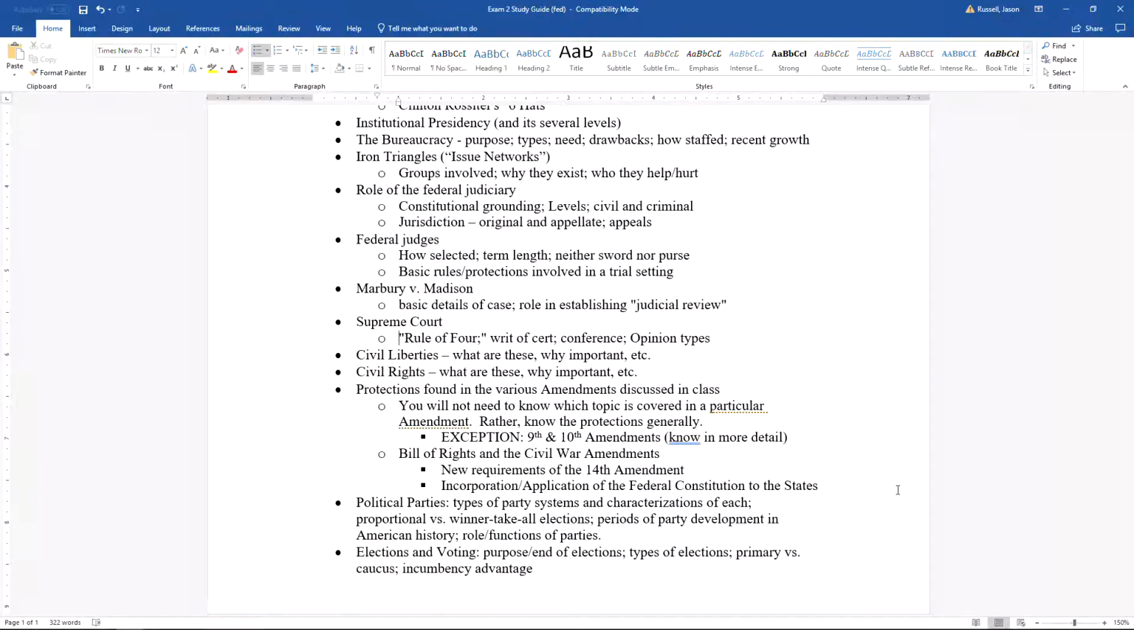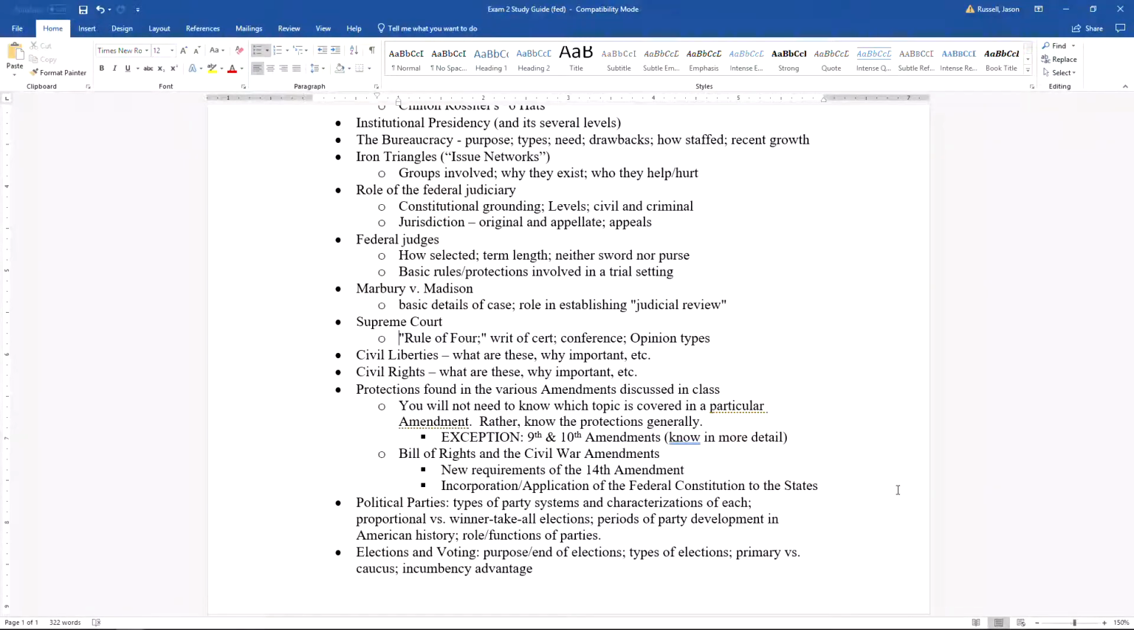As far as periods of party development, you're not going to have to know dates on the 5 different periods, but have an idea of kind of the major question that was present in any of the given periods. Let's see, and then the four things that political parties really get involved in and how they influence governments and life in the United States as a whole.